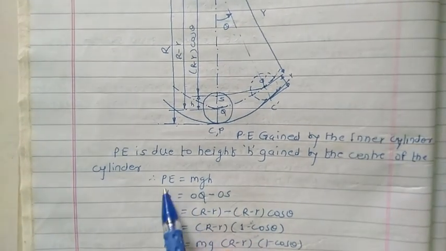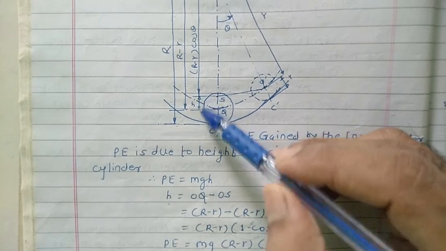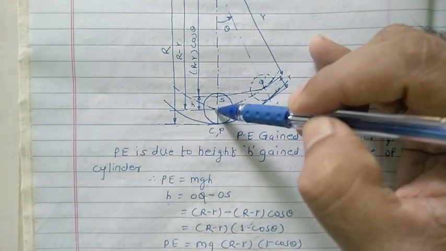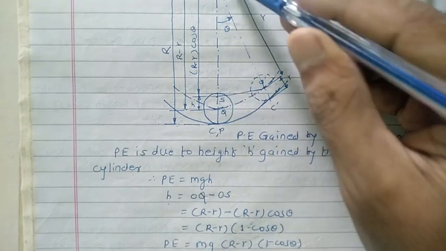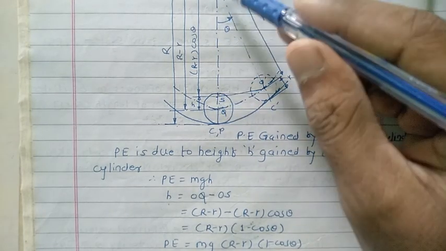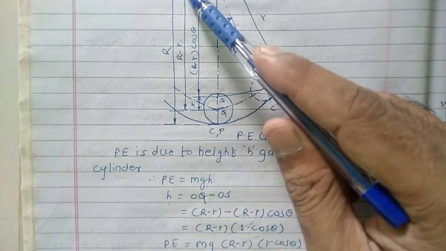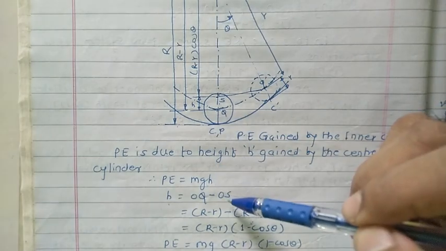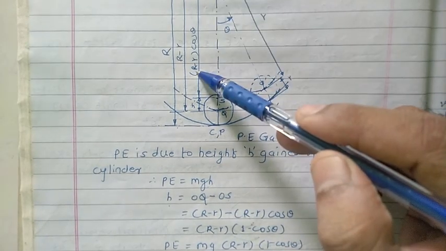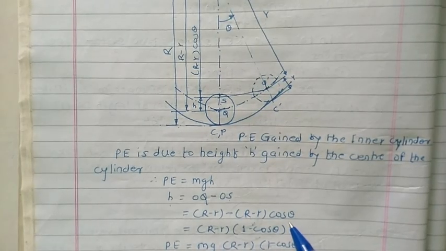So what's about this one, potential energy mgh? So what's about this height h? Height h is nothing but distance OQ minus this distance OS. So from geometry, what's about this OQ? OQ is nothing but capital R minus small r. And what's about this OS? OS is nothing but this distance, capital R minus small r into cos of theta. Okay, in this way we can get the relation.